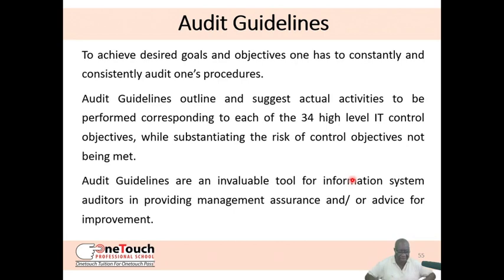Then audit guidelines. What are the audit guidelines? To achieve desired goals and objectives, one has to constantly and consistently audit one's procedures. It means that once management puts all those systems in place, they need to make sure they are audited. The audit guidelines outline and suggest actual activity to be performed corresponding to each of the 24 high-level IT control objectives, while substantiating the risk of control objectives not being met. Audit guidelines are an invaluable tool for information system auditors in providing management assurance or advice for improvements.